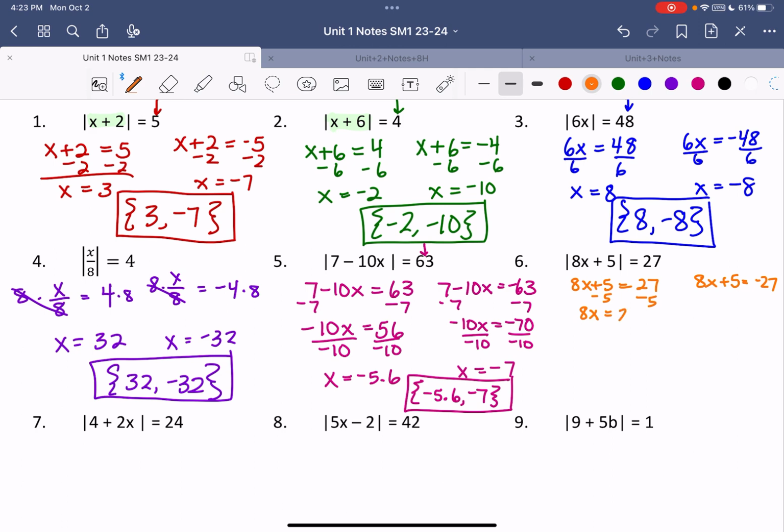Let's see, that would be 22 when we subtract. Divide by 8. Well, 22 and 8 are both divisible by 2, so that would be 11/4. Subtract 5. 8x equals -32. Divide by 8, and x is equal to -4. So our two answers are 11/4 and -4.